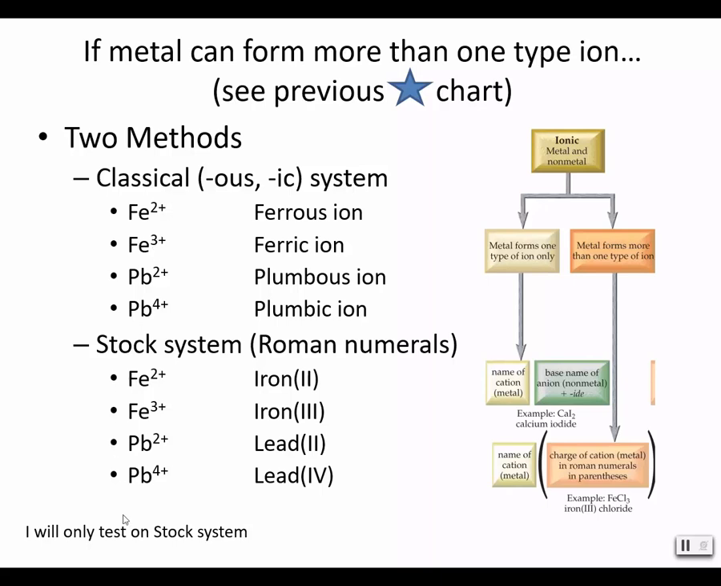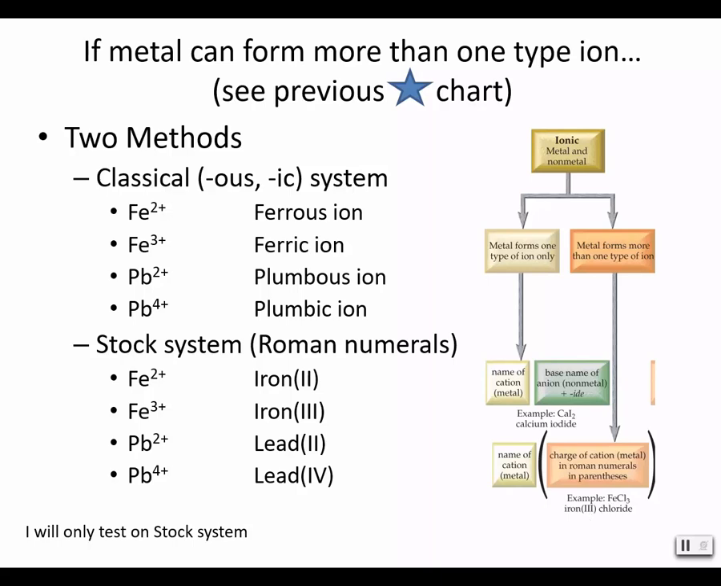But as I said, the one I'm going to test you on, and the one that is certainly most common, because I think it's a little more easily understood, is this stock system, where instead of using OUSs and ICs, we just designate what the charge is on that metal by using Roman numerals and putting those Roman numerals in parentheses. So for example, in this FeCl3, this is iron(III) chloride. That name automatically tells me that iron in this molecule has a +3 charge.